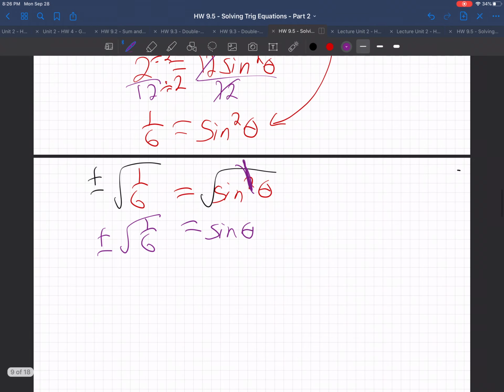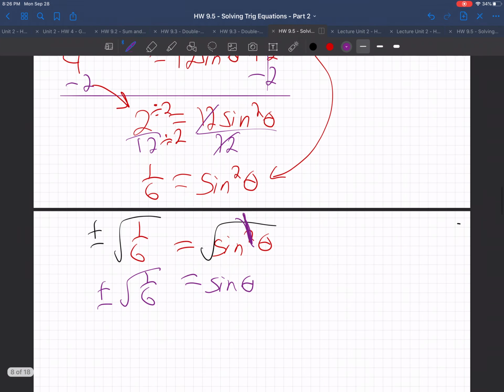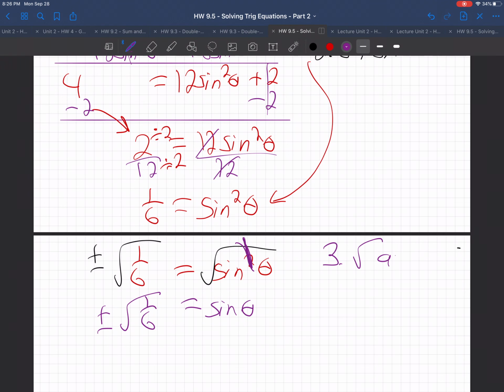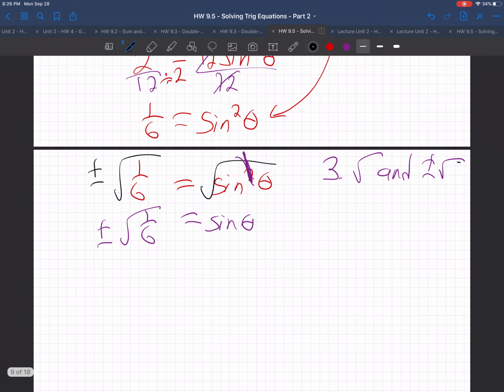So now, what step are we on? We have step, get sine squared alone. I should have written step 3 here. Root, oh, I just erased it, didn't I? Plus or minus root. Okay, and now, step 4, write 2 equations.